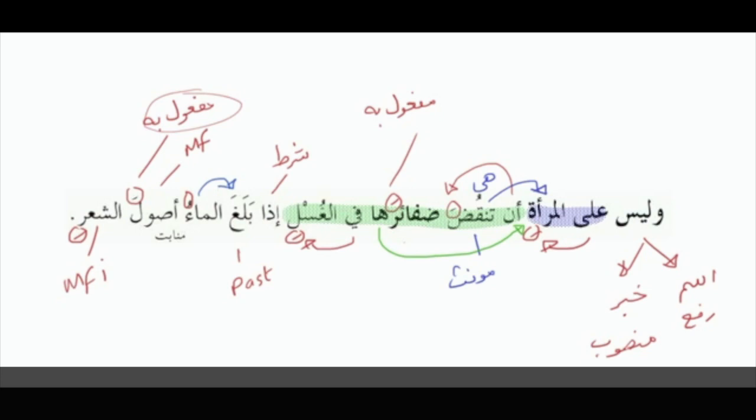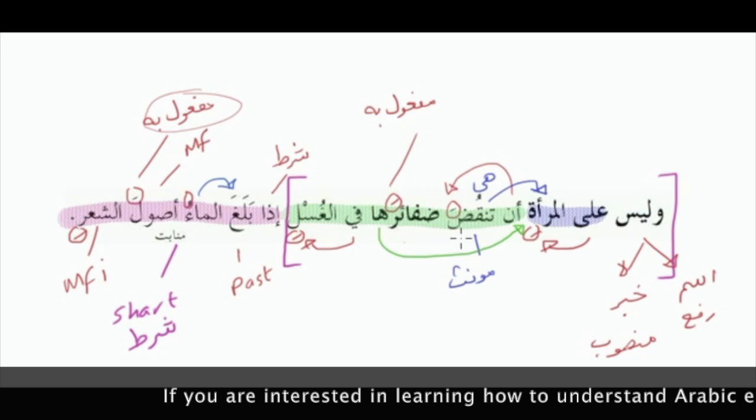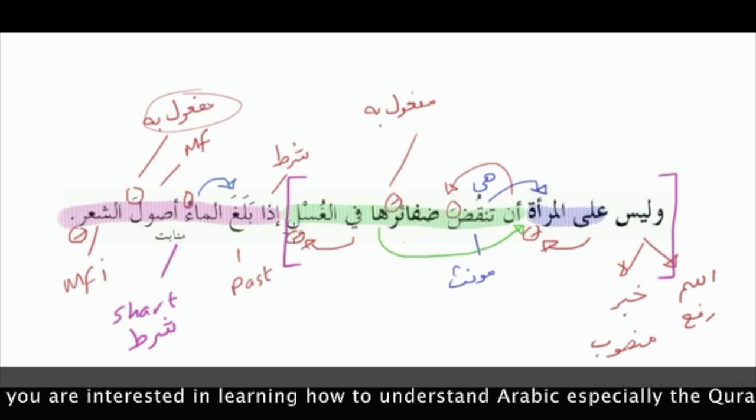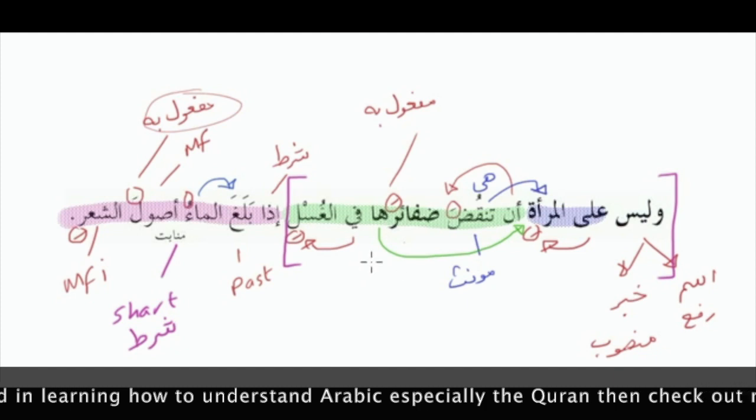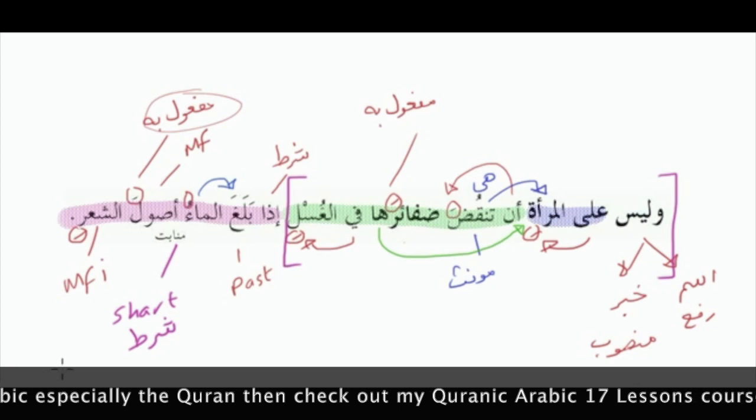And now how does the rest of it work? So إذا بلغ الماء أصول الشعر, all of this is considered to be the shart, and its jaza is actually all of this. So in other words, you would read it like this normally: when water reaches the roots of the hair, it is not upon a woman to open her plaits. So this is basically the grammar breakdown. And let's look at the meanings and the lessons that we can take from this text.